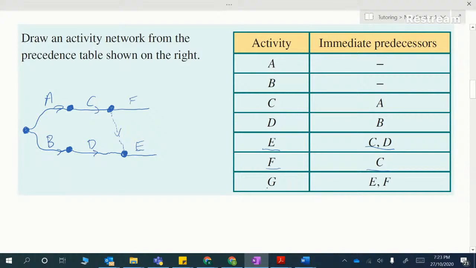Okay, and then I can see activity G needs both E and F as a predecessor. So I'm going to join them back together and G will go there like that. Okay, how did we go? Hopefully we were successful at that.